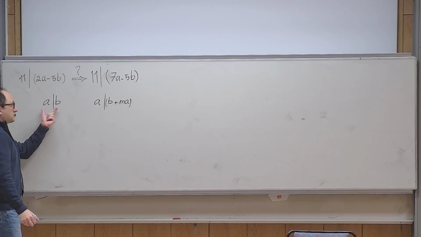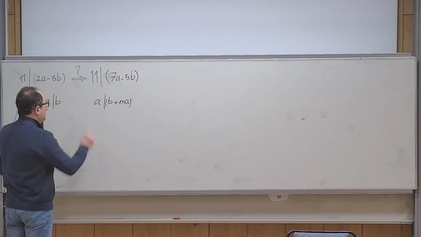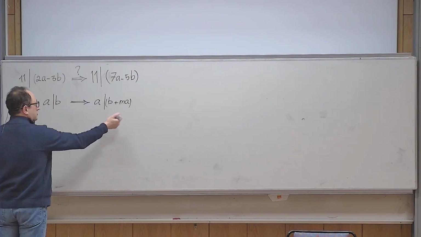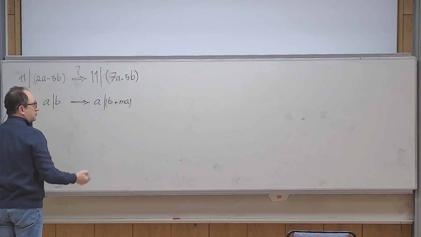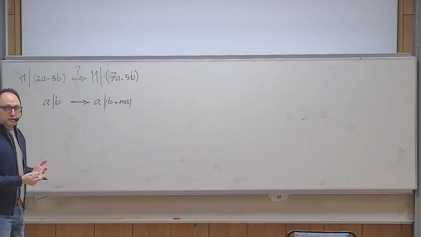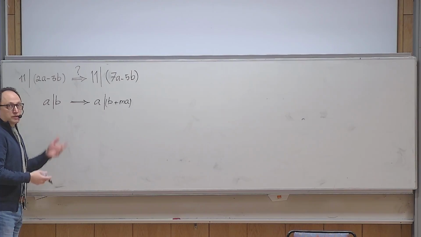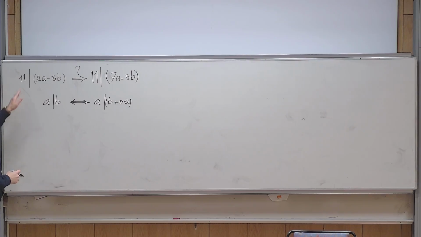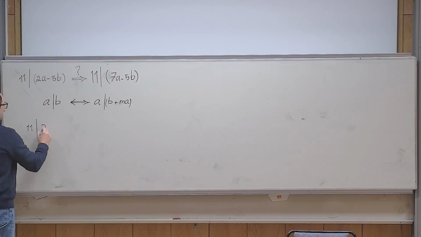The theorem claims that if this is true, and this theorem also works the other way around: if this is true, you can eliminate any integer multiple of the left-hand side from a divisibility relation. What is left is still true. Okay? So for example, here, I start from this assumption.